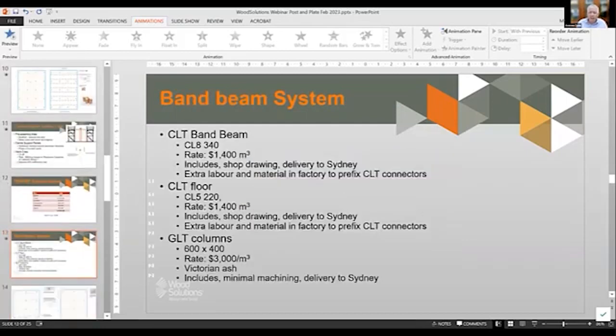Our final system was the band beam system. So we saw an example of the Maryborough fire station. This one we actually had designed, and a lot of the system that was used in the Maryborough fire station is what we used in this cost plan. So it's again going through a very similar process. It has a bit more material than the other two systems because it has that band beam being used, and that adds to the material cost.